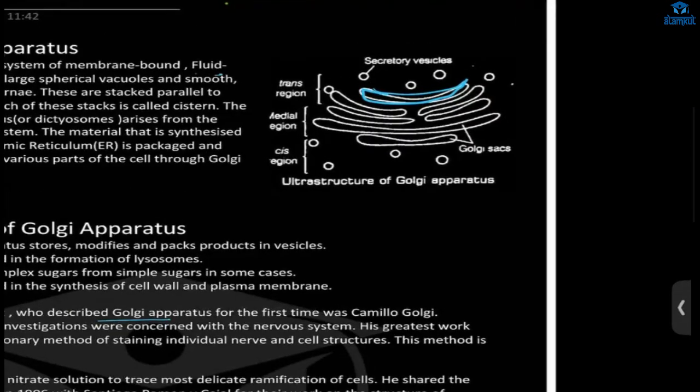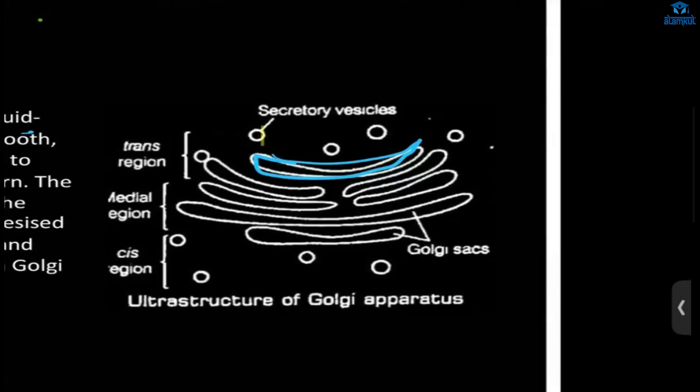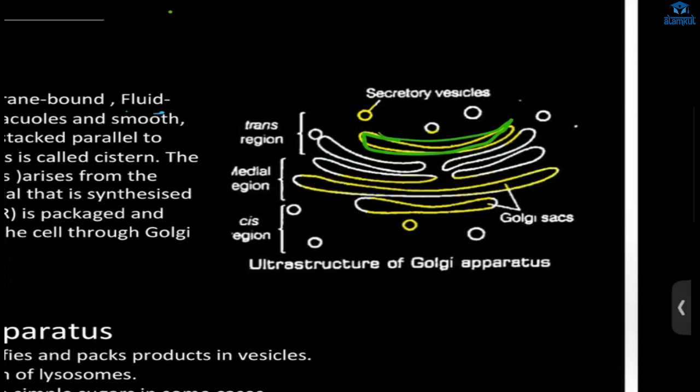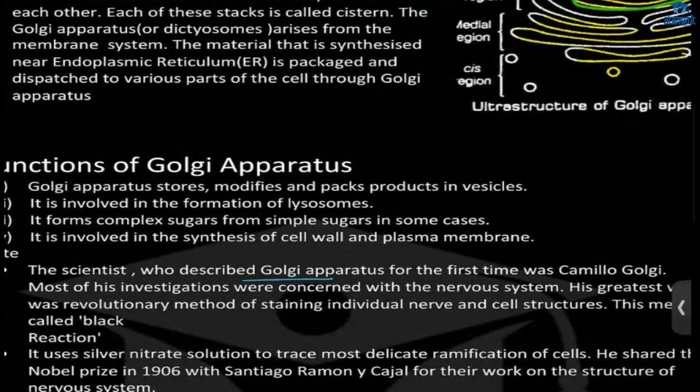Next we have this Golgi apparatus. This is the secretory vesicle. This is the trans face, concave shape, and here is the cis face. Here this is the transport vesicle and here the secretory vesicle. The transport vesicle will come from the ER. This flat structure is called a cistern. So let's see what is the work of the Golgi apparatus.